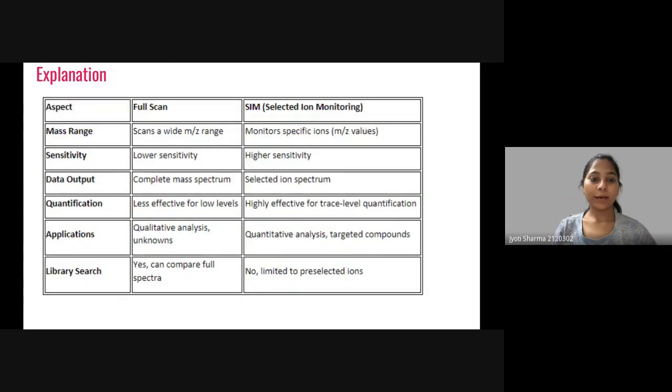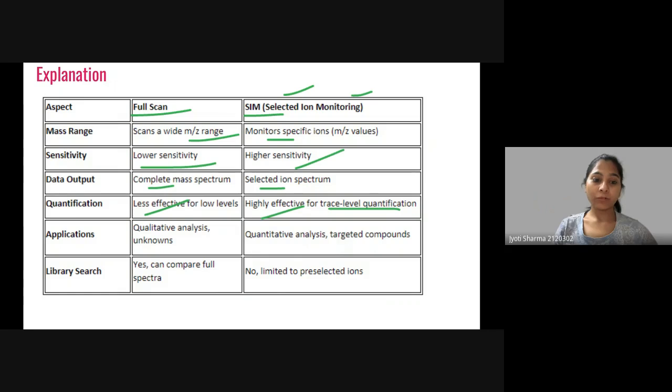So as I told you, we have full scan and we have SIM. SIM is nothing but selected ion monitoring. So full scan will scan a wide mass to charge ratio, but SIM will monitor only specific ions, mass by charge values. Full scan has lower sensitivity. SIM will have higher sensitivity. Full scan will give you the complete mass spectrum, but SIM will give you just the selected ion spectrum. Full scan is less effective for low level, but SIM is highly effective for trace level quantification.